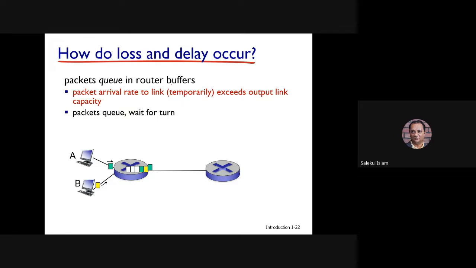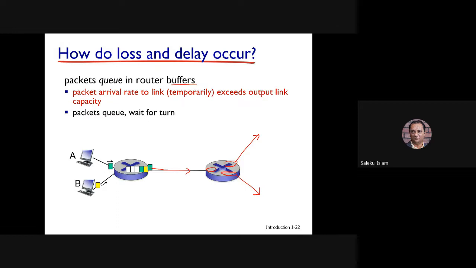Buffer means queue; buffer and queue are the same thing. For each interface of a router, there will be a separate queue: one queue for this interface, one for this interface, and similarly definitely one for this interface. So we have said that using routing, we decide on which interface the packet will be forwarded. Once the decision has been taken, the next task is to add that packet inside that queue.